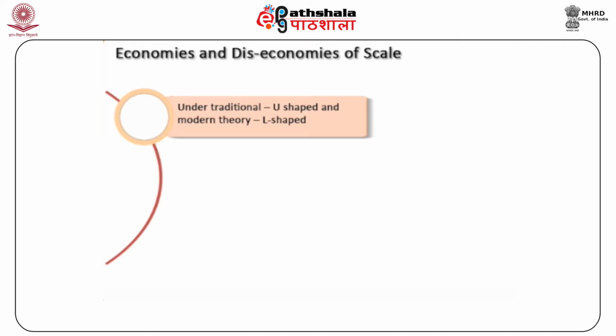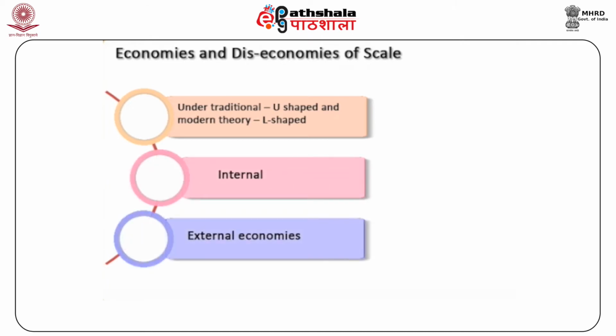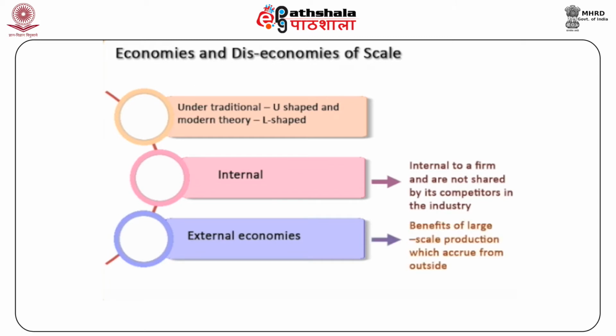Alfred Marshall classified economies of scale into internal economies and external economies. Internal economies are internal to a firm and are not shared by its competitors in the industry, while external economies are those benefits of large-scale production which accrue from outside due to the growth of the whole industry.